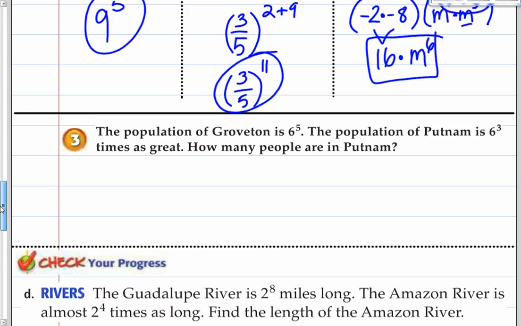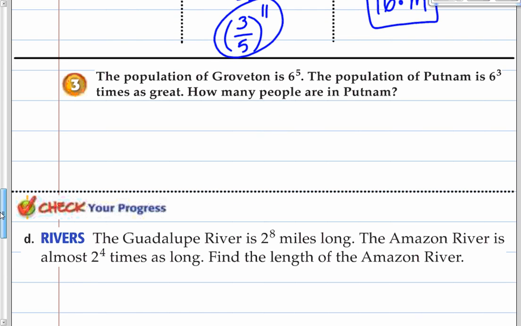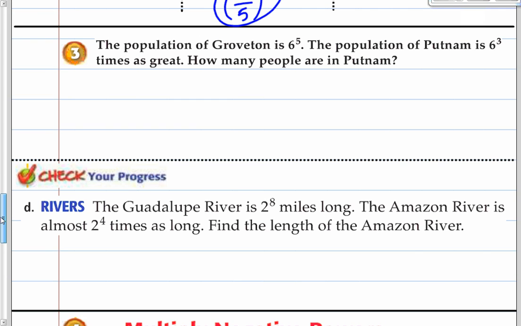Moving along, take a look at number 3. The population of Groveton is 6 to the 5th power. The population of Putnam is 6 to the 3rd times as great. Times is great. I like that when they say times. I know what I need to do. How many people are in Putnam? Well, population of Putnam is 6 to the 3rd times as great as Groveton is. So I'm going to actually multiply those. 6 to the 3rd times as great as this one, 6 to the 5th.